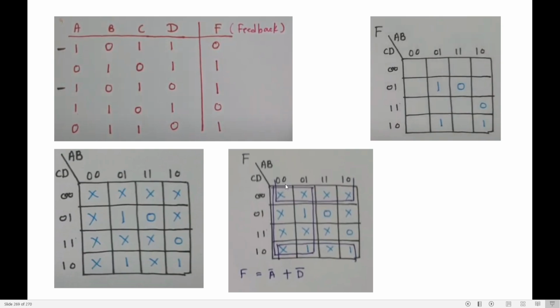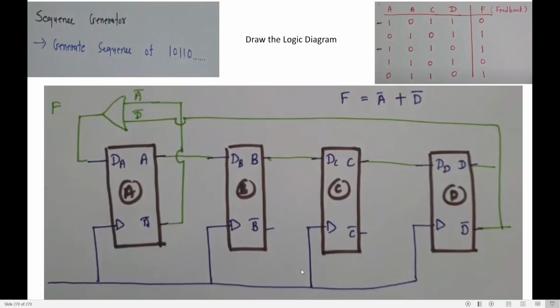How did you get A bar? For this first group you got A bar. How? A bar, B bar, A bar, B, A bar is common. So it is A bar. For this lower half and this half you get D bar. So what is the answer for feedback? A bar plus D bar. Now draw that. Now this is the truth table. You got the F value. F value is A bar plus D bar.